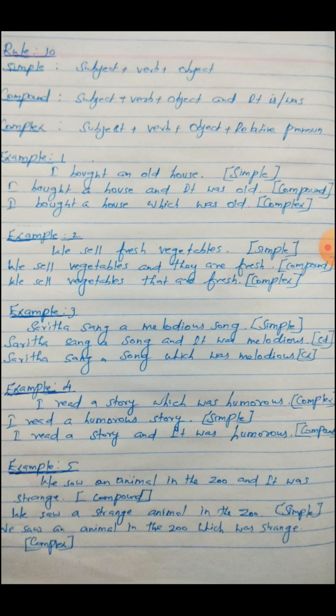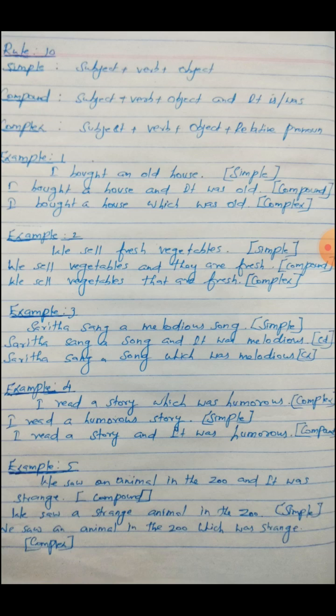See the fourth one. I read a story which was humorous. That is a complex sentence. Because for story, we have to write which or that. For most objects we will write which or that. So I read a story which was humorous, complex sentence.